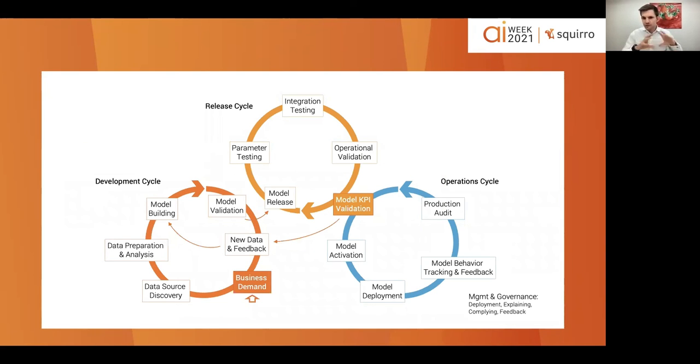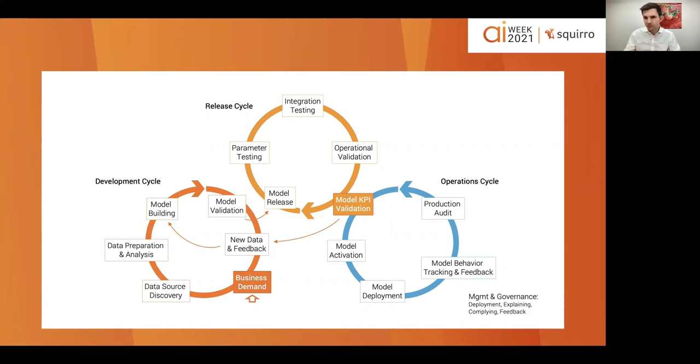This solves the first of 3 interlinked circles. This is the development cycle that we've just seen, where you start at the bottom left with the business demand and start discovering the data, training this model, validating it, etc. With the publish, we've gone into the release cycle. So we have now published this model into production and it can start to be used.